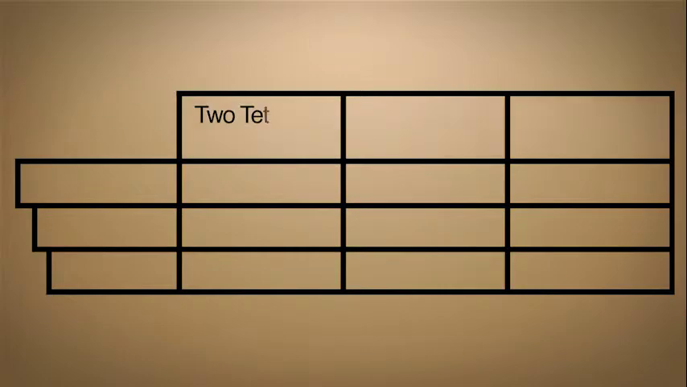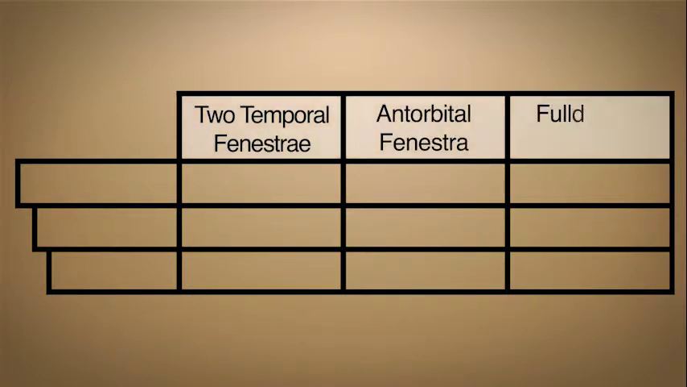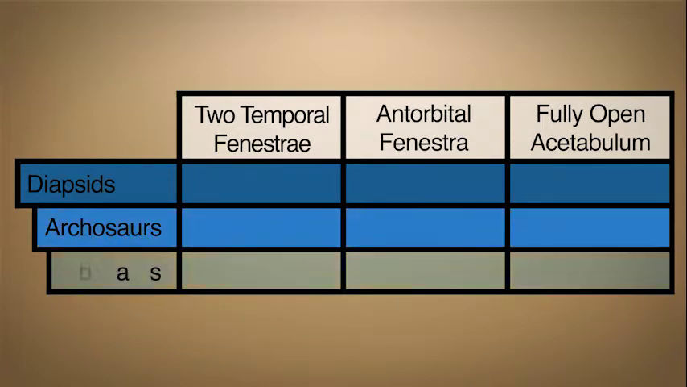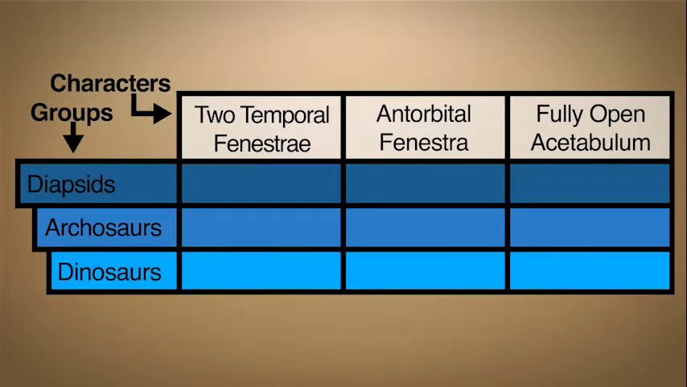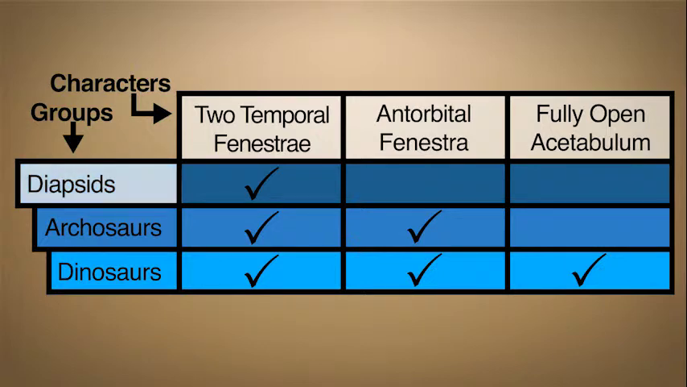To understand how to read a cladogram, let's refer back to what we already learned about diapsids, archosaurs, and dinosaurs. Notice how the creatures and their traits are organized in this chart. Each of these 3 groups has certain characters that make them different from other groups, but they also share some characters. Diapsids are a group of creatures that have 2 temporal fenestrae on each side of their skulls.